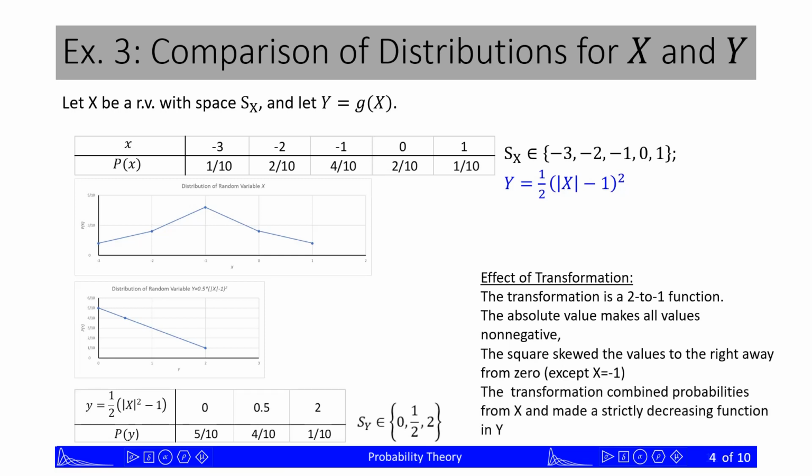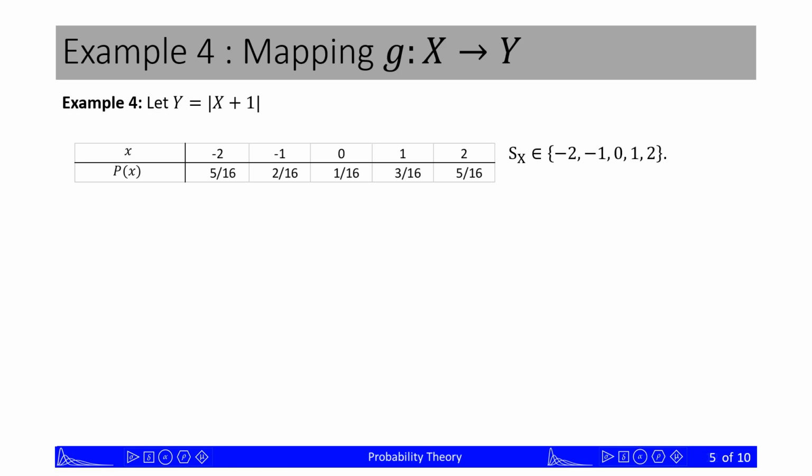The transformation combined probabilities of x and resulted in a strictly decreasing function in y. In example 4, we choose a u-distribution for x, centered at x equals 0. We apply the 2-to-1 function y equals the absolute value of x plus 1. We start with the number line for x, and we map x to the absolute value of x plus 1.